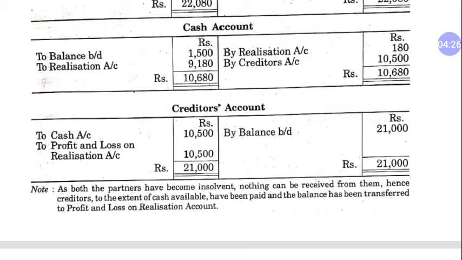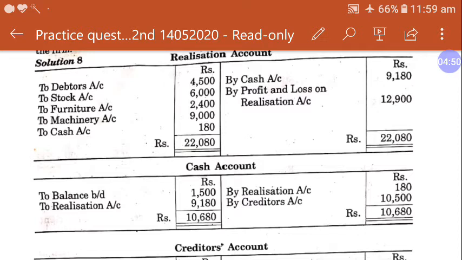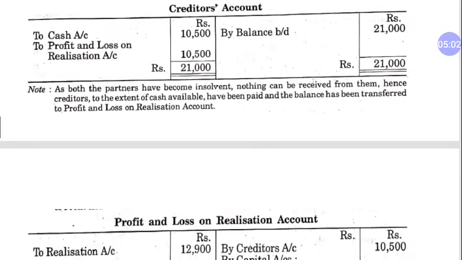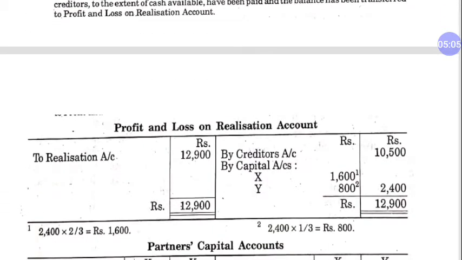So in the creditors account, we have a credit balance of our creditors of 21,000, and we are providing them cash of rupees 10,500. So the balance or amount due to creditors is rupees 10,500. We will transfer it into the profit and loss realization account. Okay. So as you can see, in the profit and loss realization account we have the balance of the realization account, which we are transferring to it, and we have the balance of the creditors account, which we are also transferring to it. Now we have to make the profit and loss realization account, from realization 12,900 and from creditors 10,500.